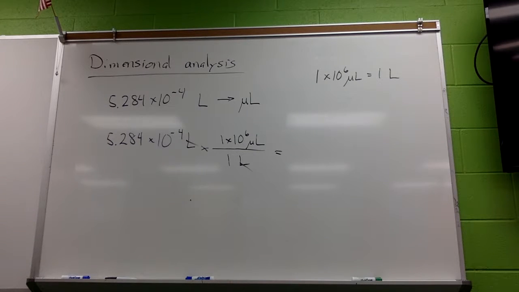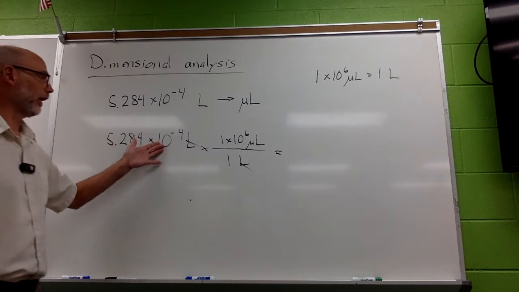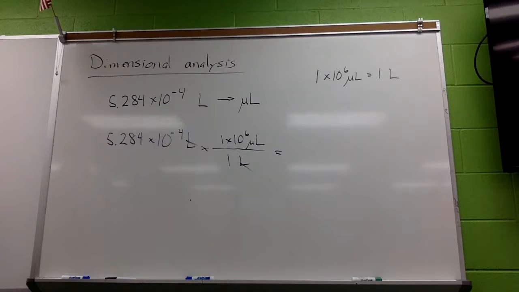What are we expecting the answer to be near before you touch your calculators? Well, we have 10 to the negative fourth. We have 10 to the sixth. Negative 4 plus 6, 2. So we're looking at something around 100. So maybe say 528.4. Is that what you guys got in your calculators?